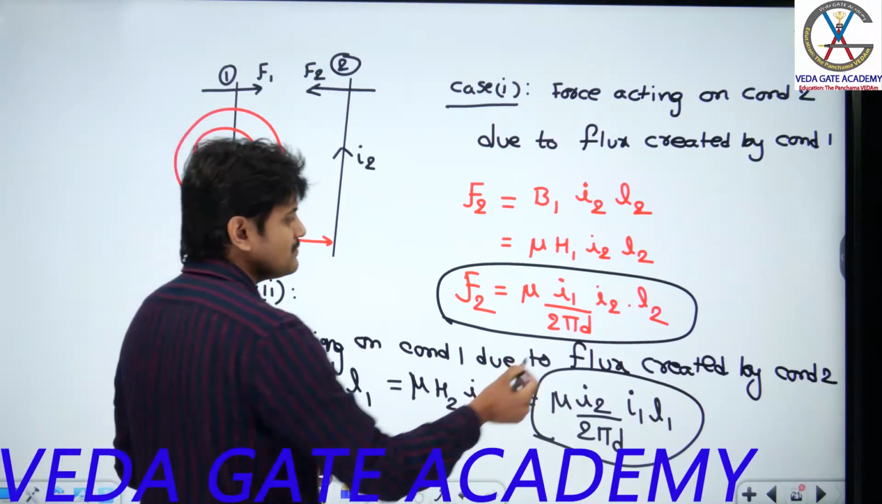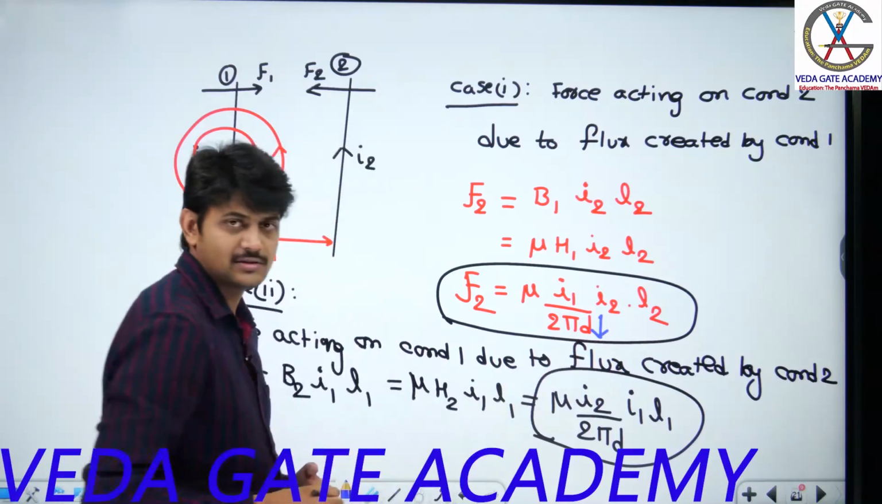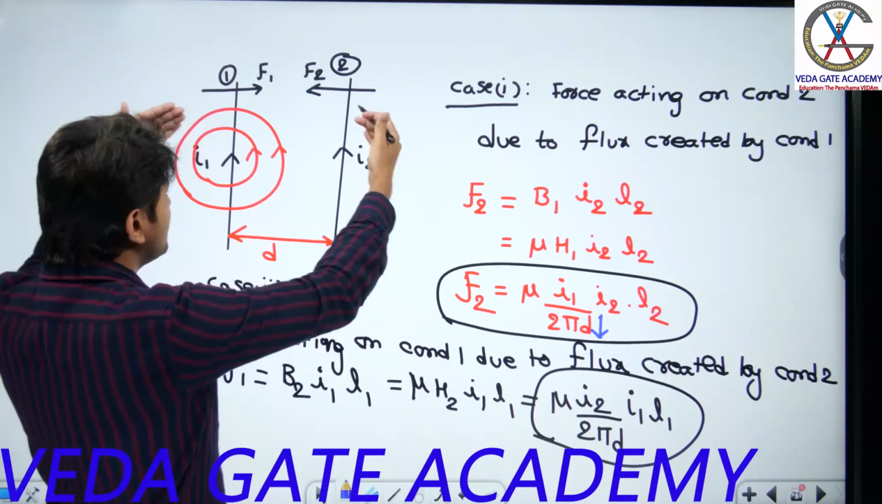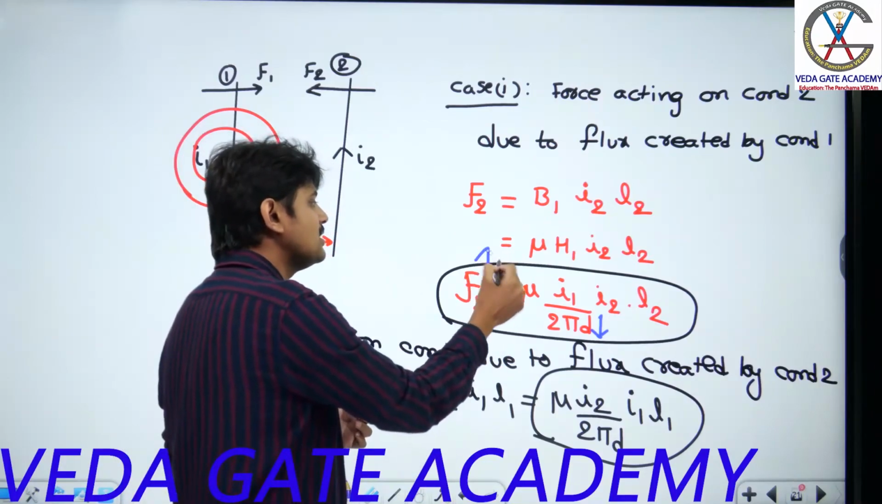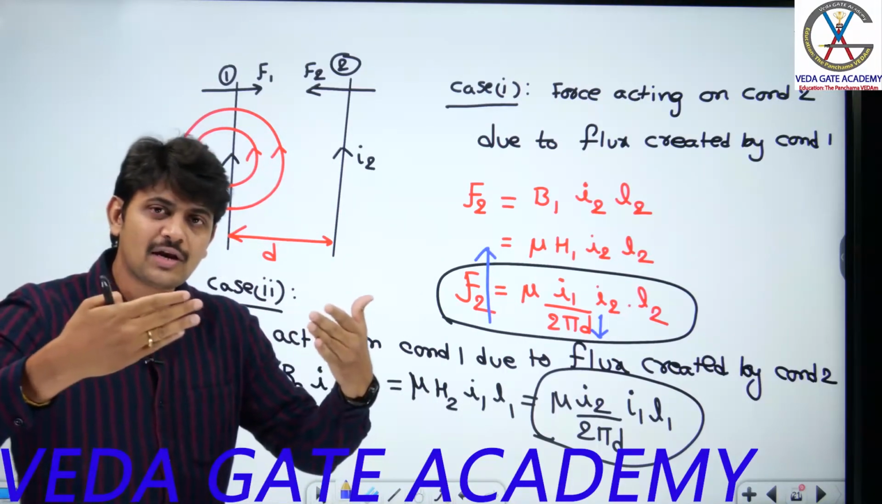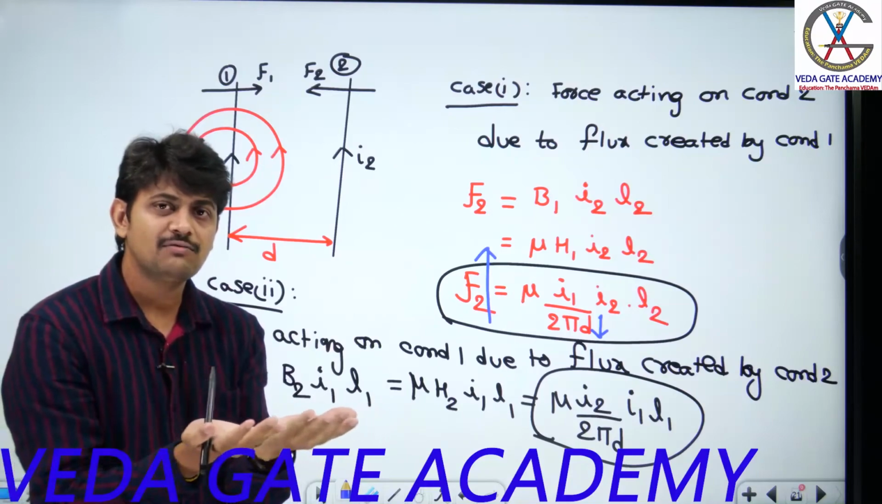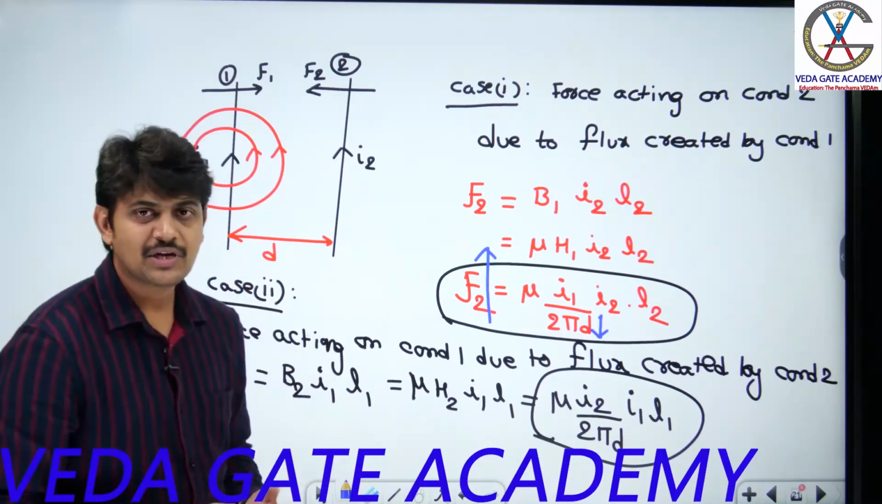Now suppose the distance between the two conductors decreases, then the force experienced, that means the force of attraction between these two conductors, increases. So the force of attraction between the two conductors increases if the distance between those two conductors decreases.